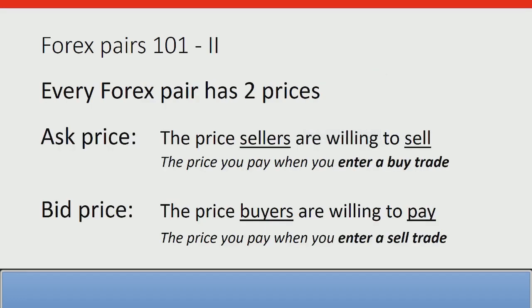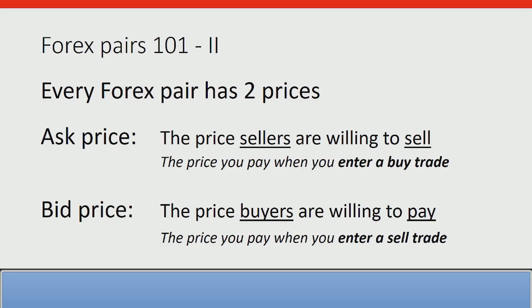As we also saw in the last video when we took a brief look at our broker, every Forex pair has two prices, and the first one is called the ask price. The ask price on your broker shows you the price the seller is willing to sell for. This means that if you want to enter a buy trade, you want to buy a certain currency, you have to obtain that currency from your broker and the broker will sell it to you. So the ask price is the one you have to pay when you enter a buy trade.